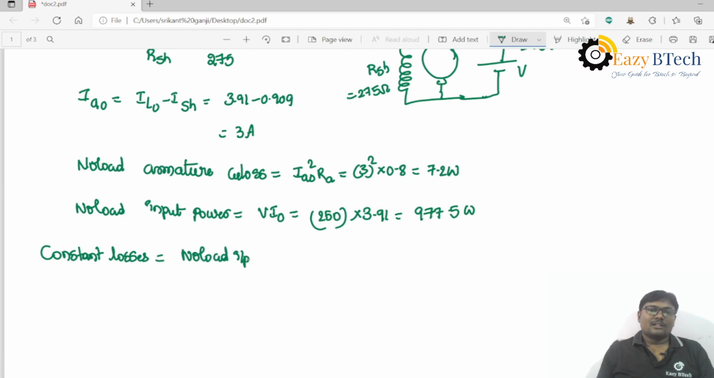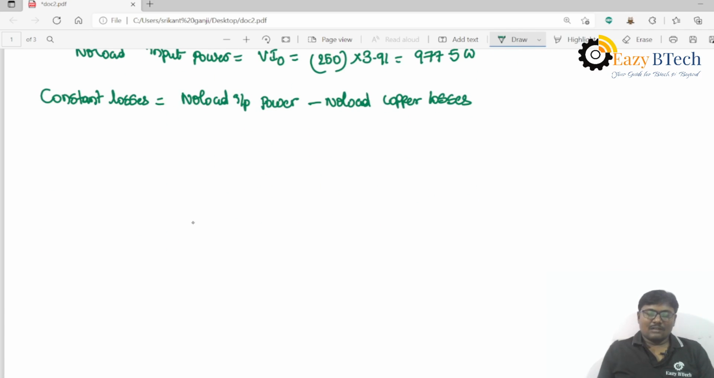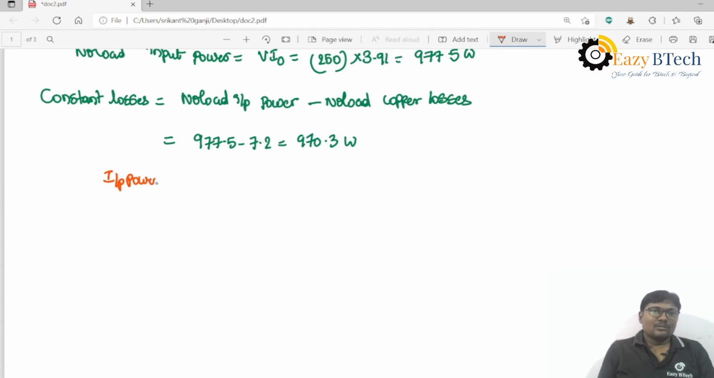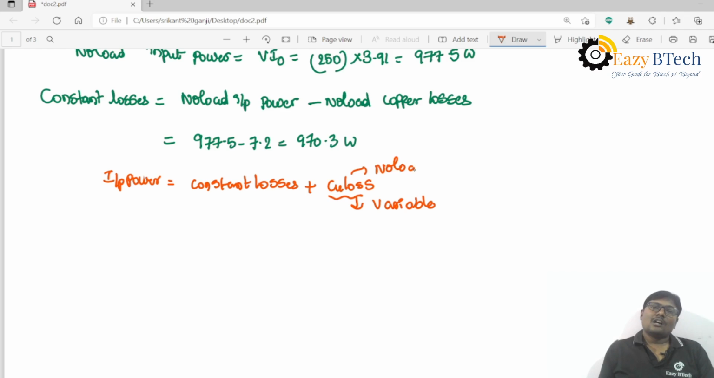Now the constant losses is equal to no load input power minus no load copper losses. So 977.5 minus 7.2 is equal to 970.3 watts. Once again, the input power is equal to constant losses plus copper loss only. That copper loss is also called a variable loss, and this is the no load copper loss.